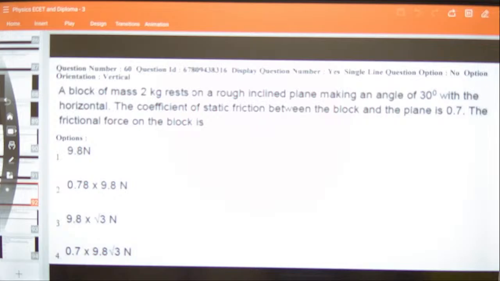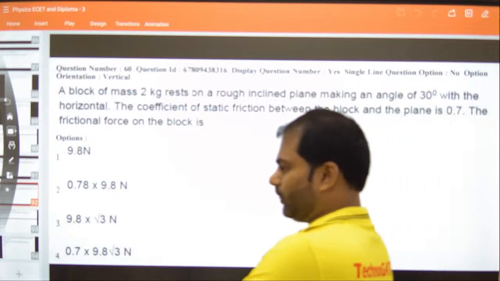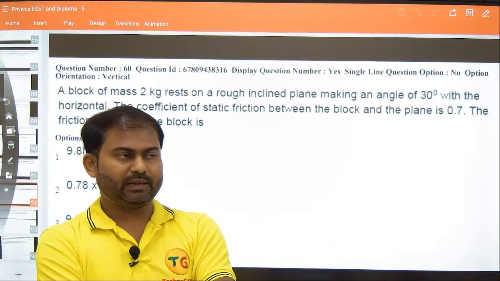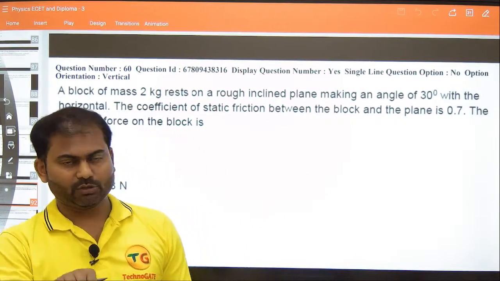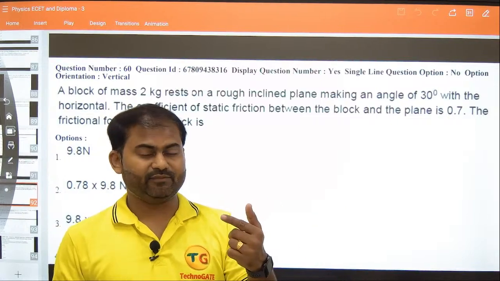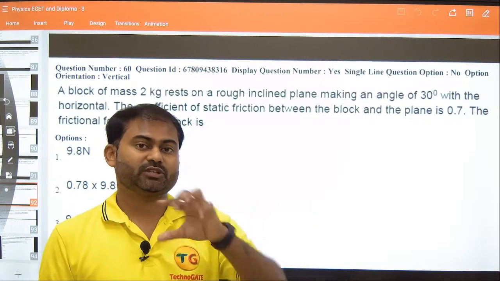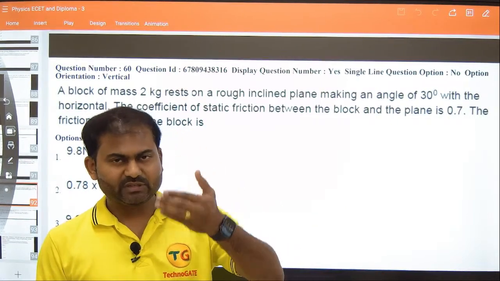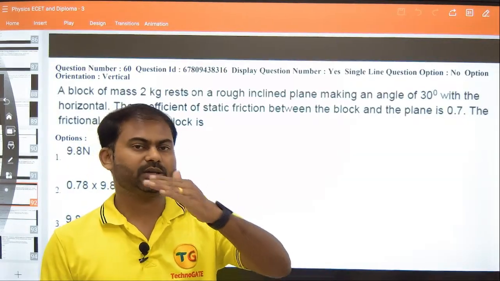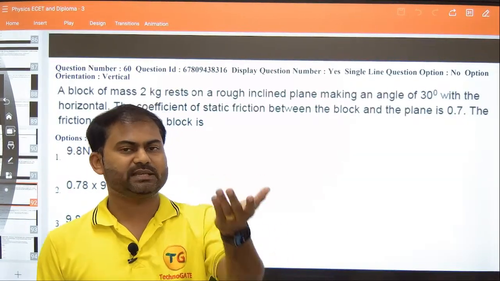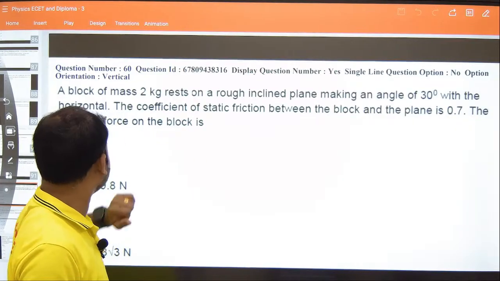A block rests on an inclined plane at 30 degrees with the horizontal. The coefficient of static friction between the block and the plane is 0.7. What is the frictional force on the block? Similar to the first question, where the block was kept horizontal and a force was applied and we needed to find the friction force. The only difference is that this block is kept on an inclined plane. So let's see what the value of the frictional force is here.